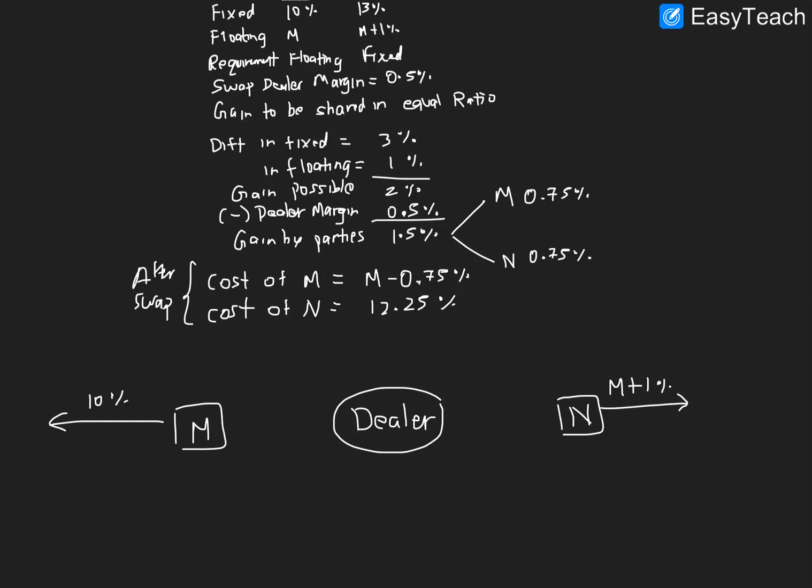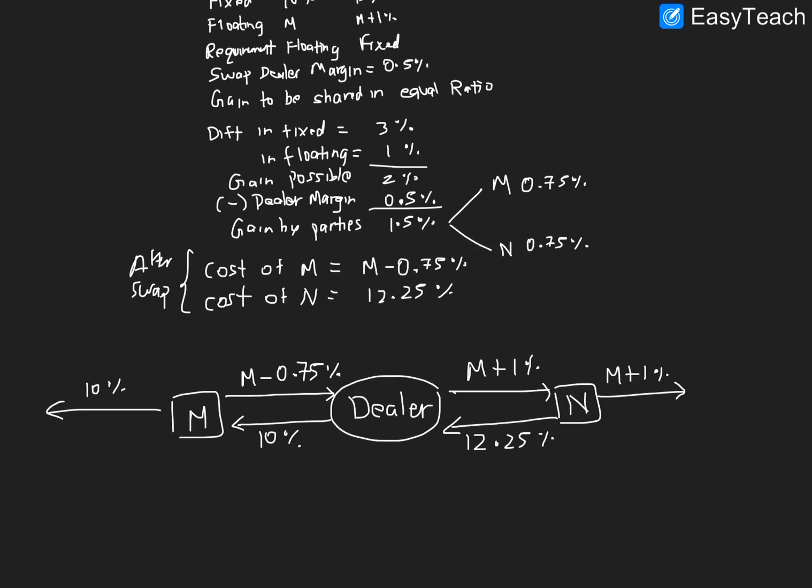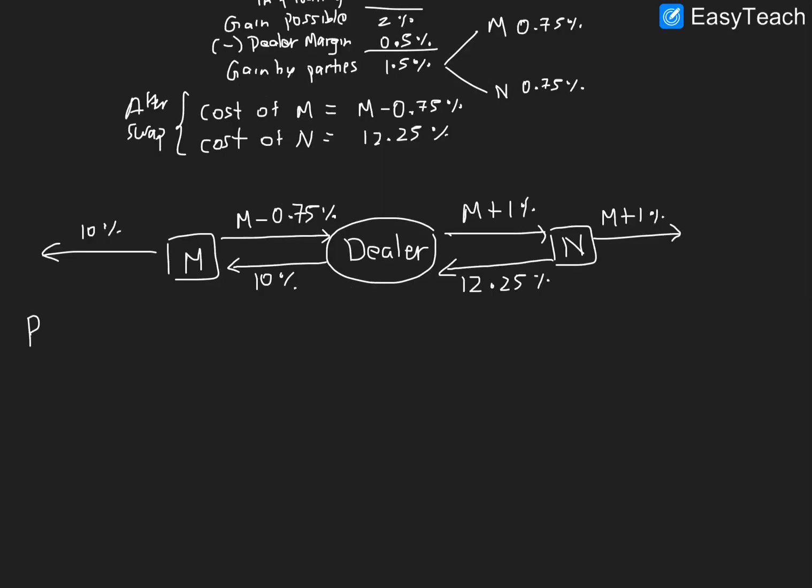Then we say, from the point of view of M now, the cost to M should be MIBOR minus 0.75. So M will say to the dealer that my cost should be MIBOR minus 0.75%, and you refinance my entire 10%. Same way, N is going to say that my cost is MIBOR plus 1%, you refinance it fully, and I'll pay you 12.25%. So if you consider what they are receiving and what they are paying, we'll get to know that we are achieving the target.